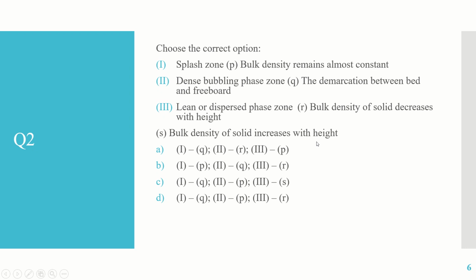The right answer is that the splash zone is the demarcation between bed and freeboard, so 1 is Q. So options A and B are removed. In the dense bubbling phase zone, the bulk density remains almost constant, so 2 is P. In option 3, the lean or dispersed phase zone, the bulk density of solid decreases with height, so it is R. So the answer is option D. This is the right answer.